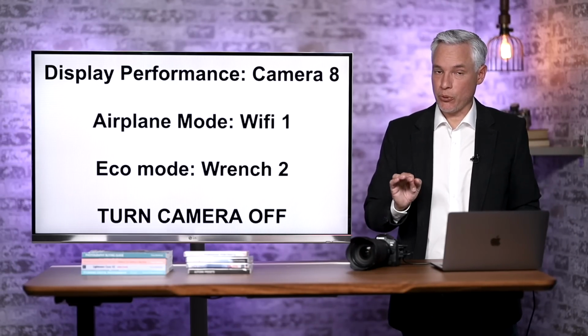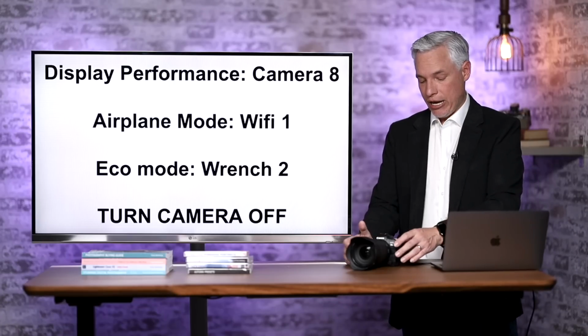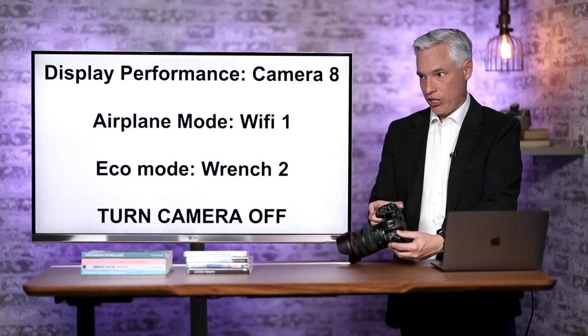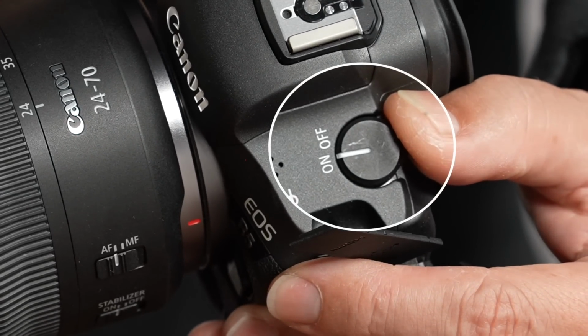The biggest tip for reducing power usage is to turn the camera off every single time you're done using it. Just get in the habit of flicking it off every time.